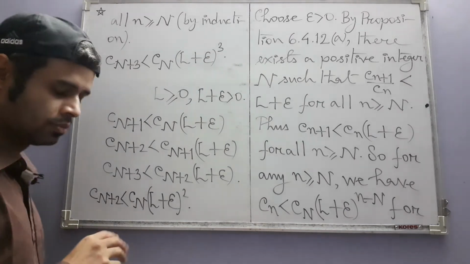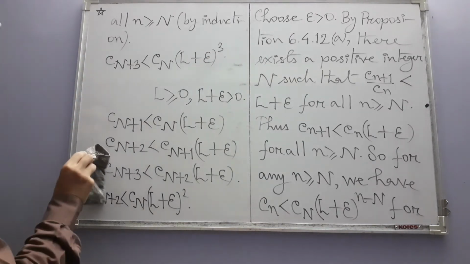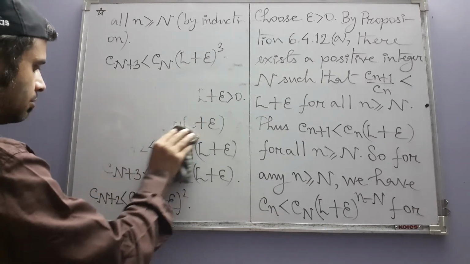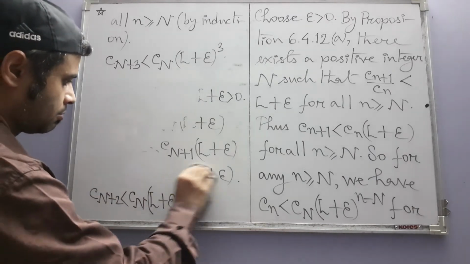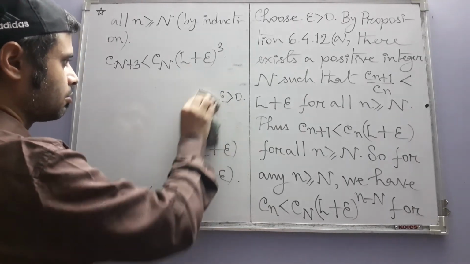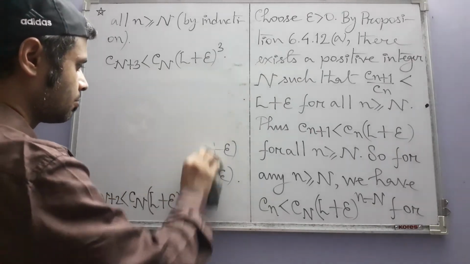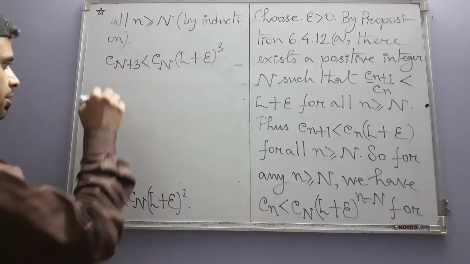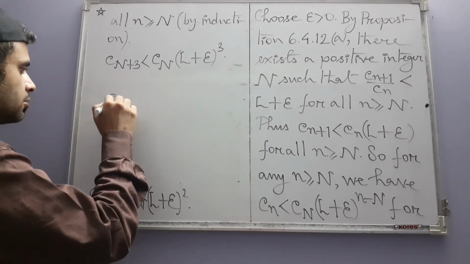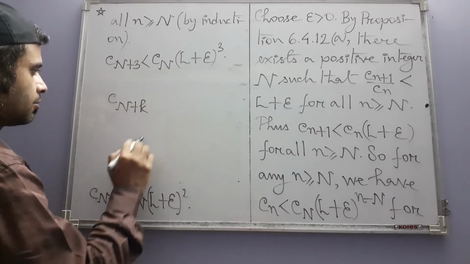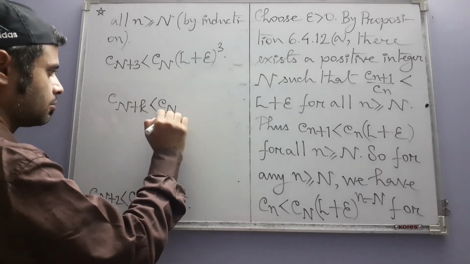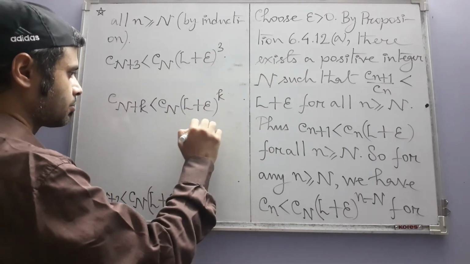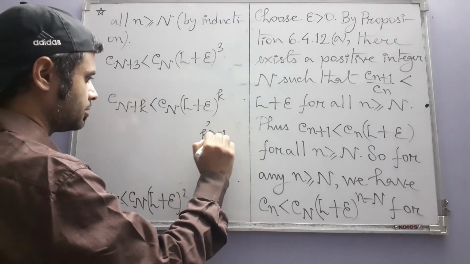So in the general case, what will you get? You can guess that in the general case you will get this. Cn plus k is less than Cn times L plus epsilon to the power k for all positive integers k.